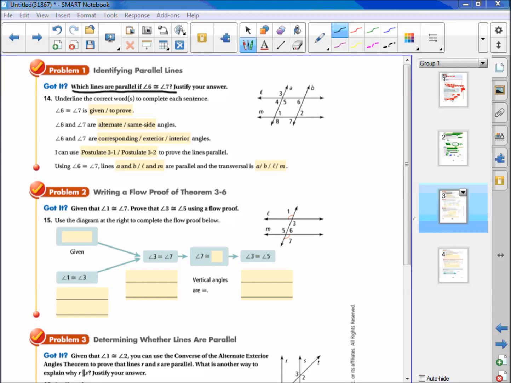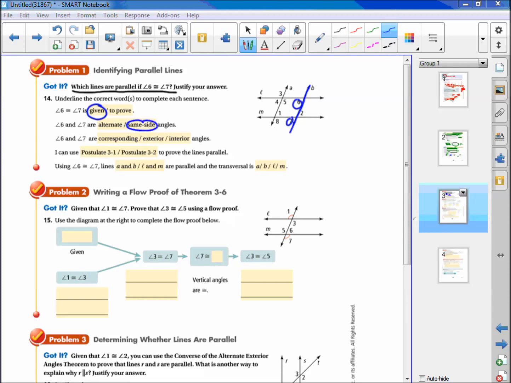Justify your answer. So we have 2 sets of lines so we don't know who are the parallel lines and who are the transversals. Okay. All right, so 6 and 7 is the given. Okay, so that's what we are given. We want to prove some lines are parallel. Okay, so 6 and 7, let's see. That's here and here. 6 and 7 are alternate angles or same side. Well, I'm going to say same side. Okay, here's B, the transversal, and they're both on the same side of that transversal B.